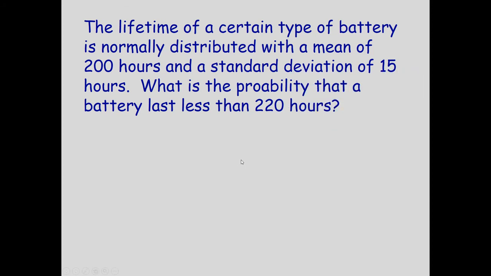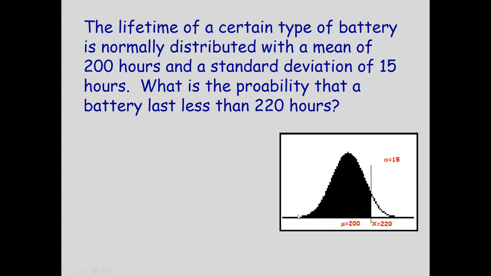Okay, so this one says the lifetime of a certain type of battery is normally distributed. Make sure you're paying attention to that because it could also be uniform. That's what we learned first in this unit. With a mean of 200 hours and a standard deviation of 15 hours. And it wants to know, what is the probability that a battery lasts less than 220 hours?